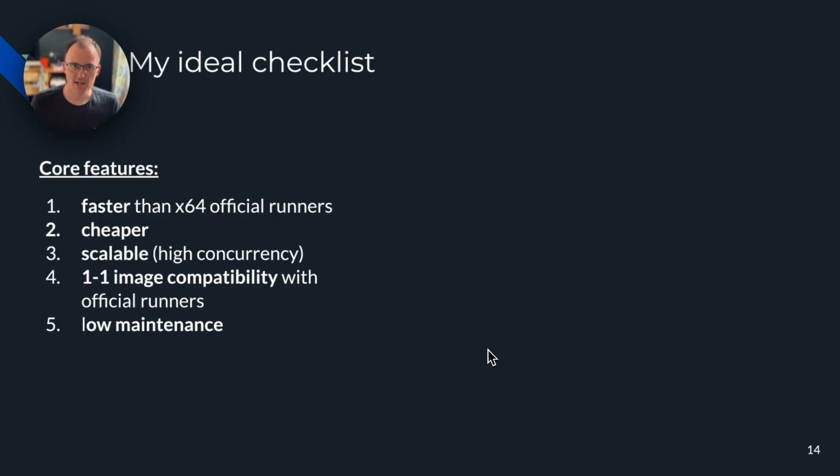But our ideal checklist was a bit more complex. What I wanted as core features: first, faster and cheaper runners. I wanted them to be scalable, so I'm not limited in terms of the number of jobs I can run concurrently. I wanted full image compatibility with official runners, so I can just change one line in my workflow and they would be compatible with RunsOn. And finally, I wanted it to be low maintenance. I don't want to spend engineering time running it or babysitting it. So it has to work.